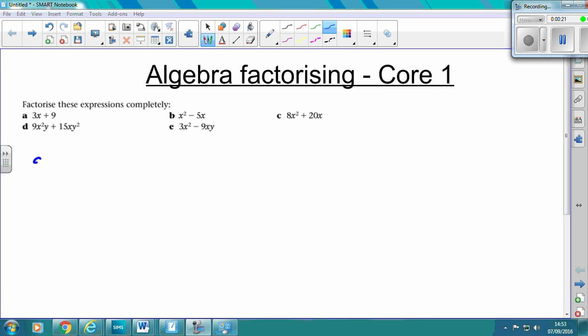So if we have a look at the first one, if you've got to factorise 3x plus 9, what we do is we find something that goes into both these bits. So 3 goes into both of them, so we take a 3 outside the brackets, so it's going to be 3 bracket x plus 3.